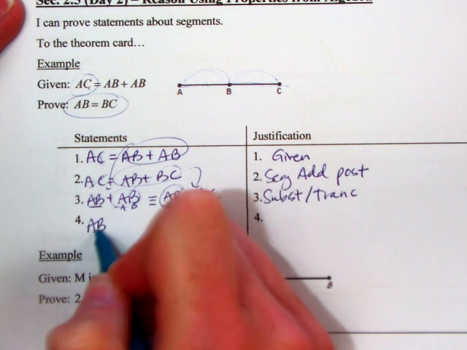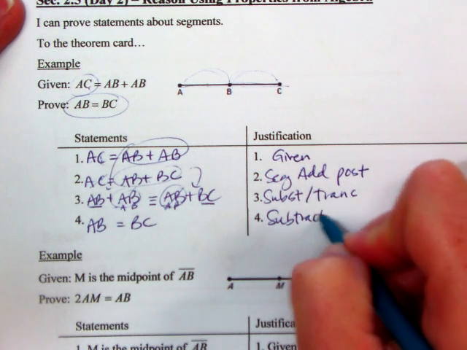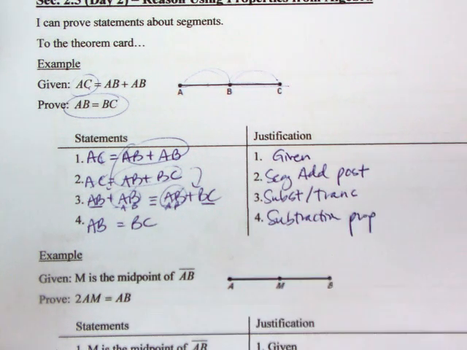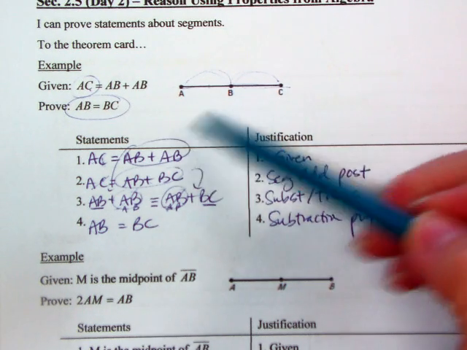And so I'm left with AB equals BC. And we used subtraction to get there. And that is your first proof. So your job is to be able to go from the given to the prove, talking about the picture and moving your way down.